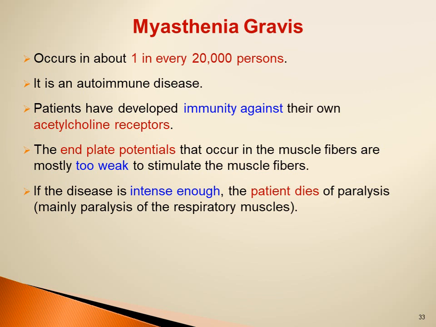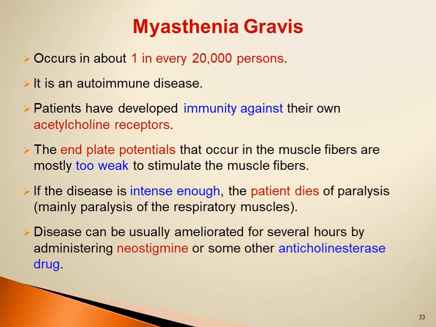We have different varieties of the disease. Some patients have only the extraocular muscles affected, so they have diplopia and ptosis, where the upper eyelid drops. In another group of patients, they have generalized weakness of their muscles, and they have fatigue. The disease can usually be improved or ameliorated for several hours by administering neostigmine or some other anticholinesterase drugs.